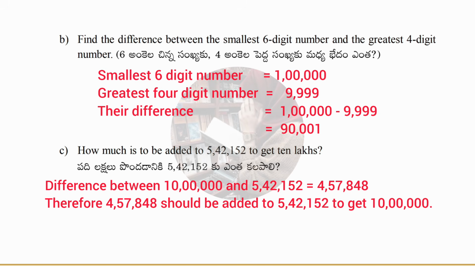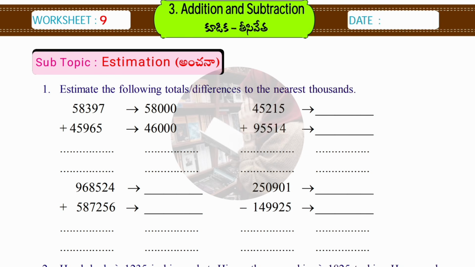Okay guys, understood? Now we'll move to the next worksheet, that is worksheet number 9. Here the subtopic is estimation. Some questions are given and we need to do them. First Roman is estimate the following totals or differences to the nearest thousands. Here some numbers are given and we have to write them approximately to the nearest thousands.